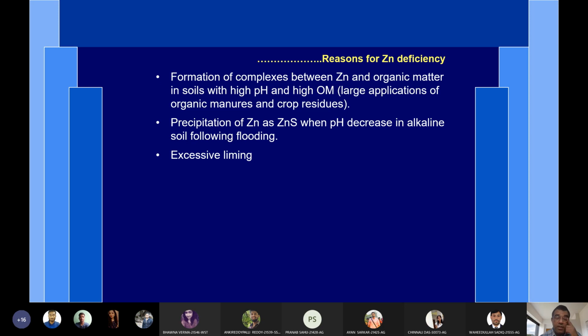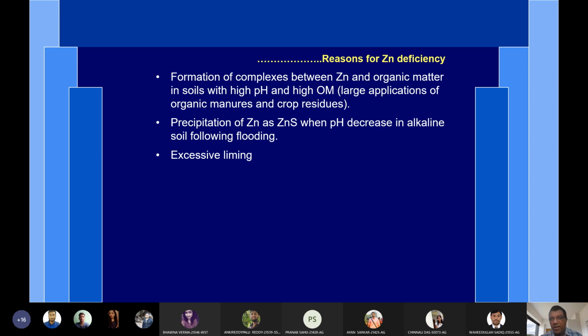Precipitation of zinc as zinc sulfide when pH decreases in alkaline soil following flooding. So if you have alkaline soil and put some water into it, then there will be formation of hydrogen sulfide, which will reduce the availability of zinc.